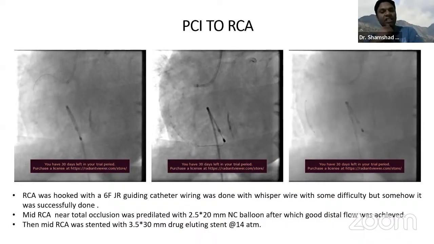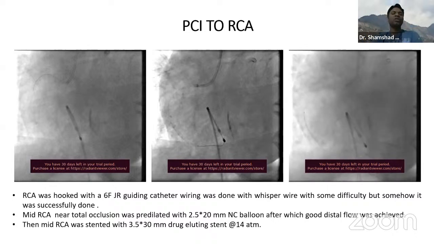So we decided to go further with the right coronary artery, because with dual inotrope support and IABP support, we were getting good pressures. So the right coronary artery was hooked with a right 6 French JR guide catheter.